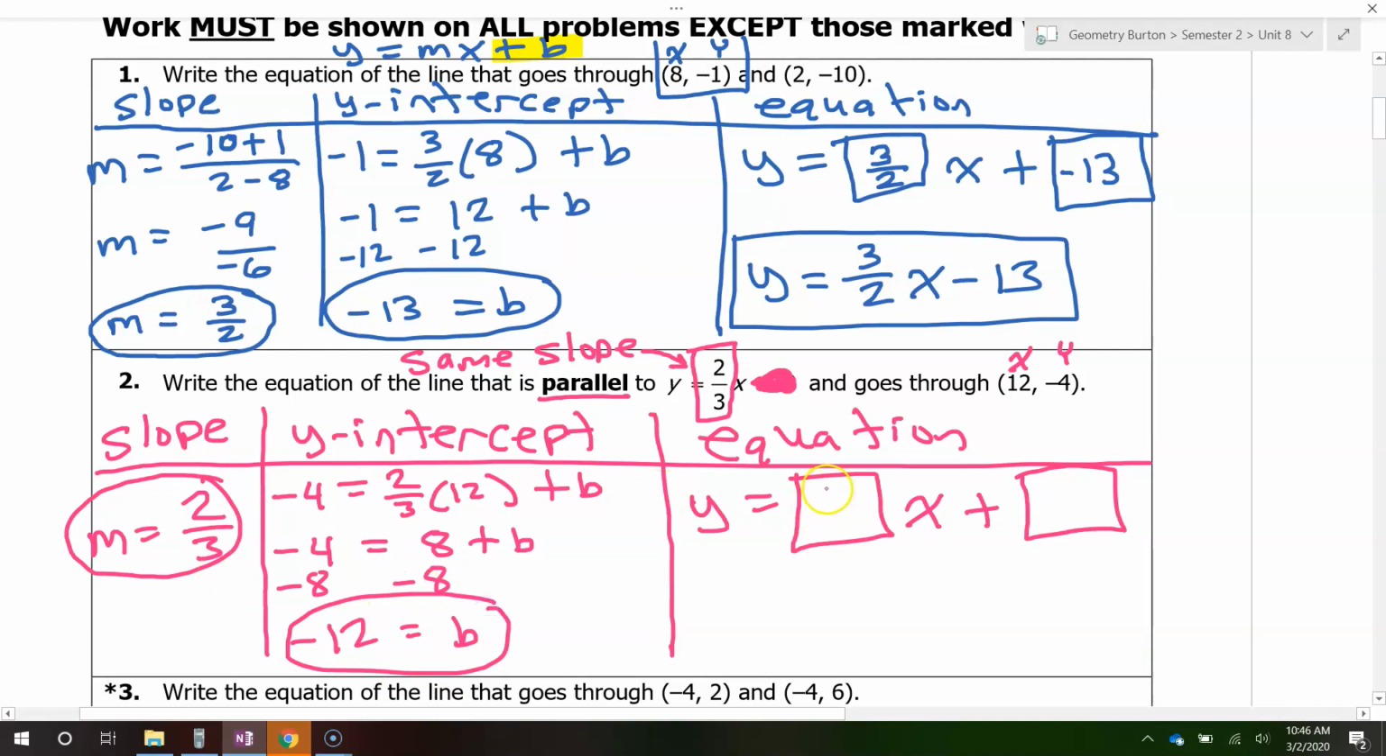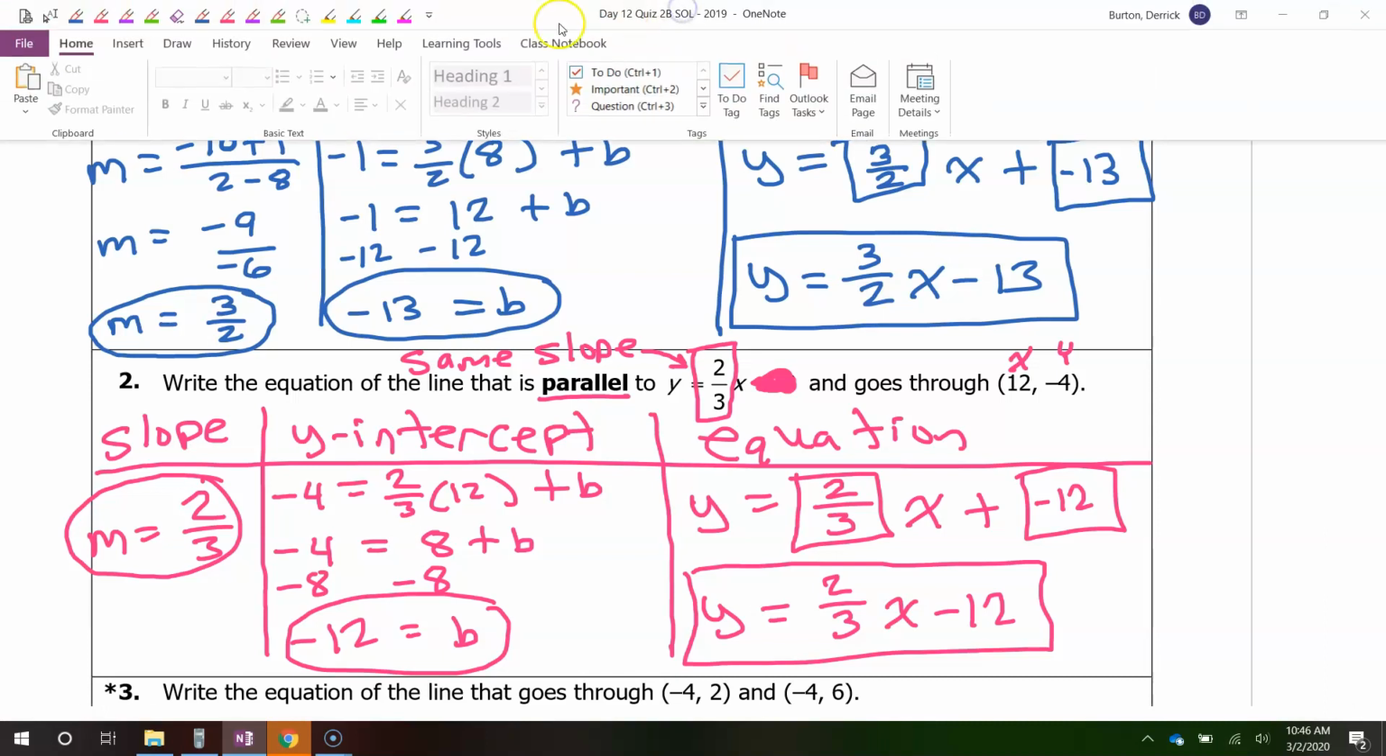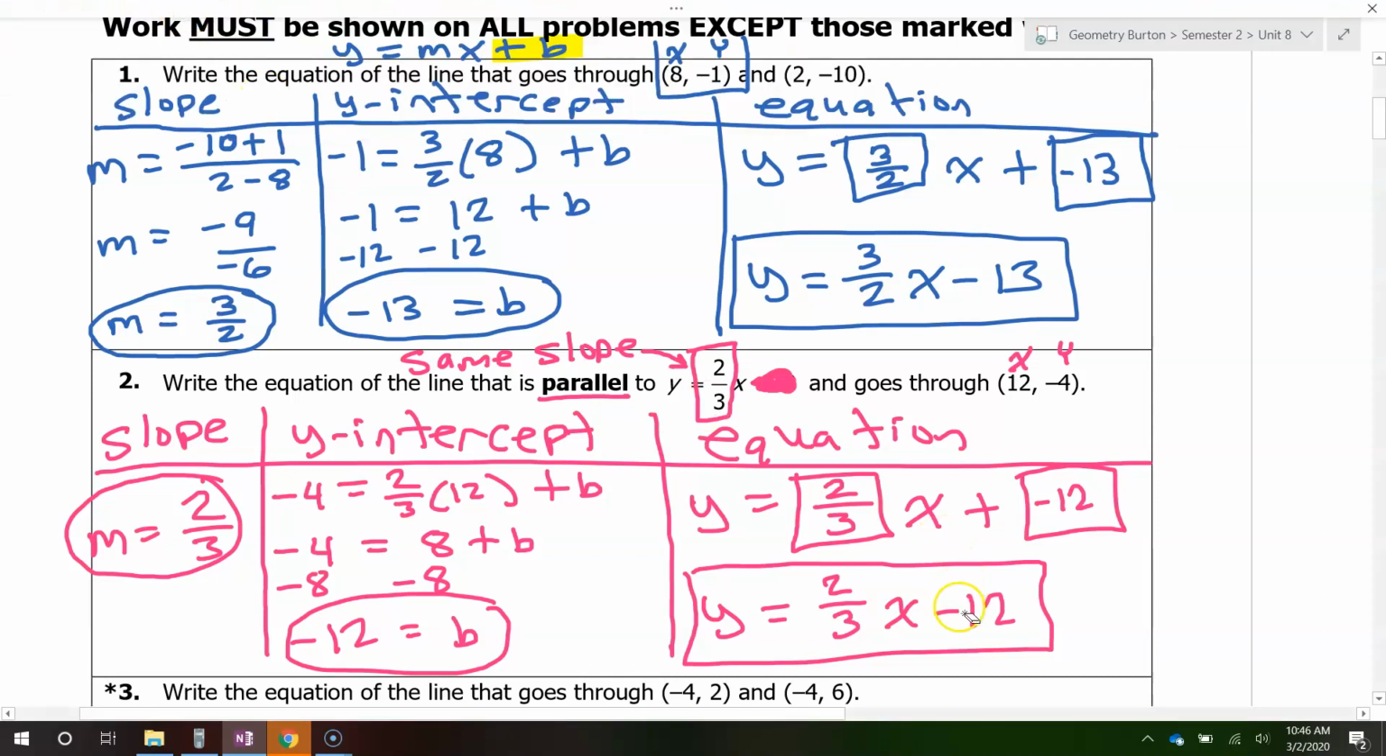The slope is 2/3, so that's going to go right here. The y-intercept is -12, so that goes here. Please do not put plus -12. Just write -12. So it'll be 2/3 x minus 12. This will be the final answer. All right, again, notice that the y-intercept is -12, not -10.